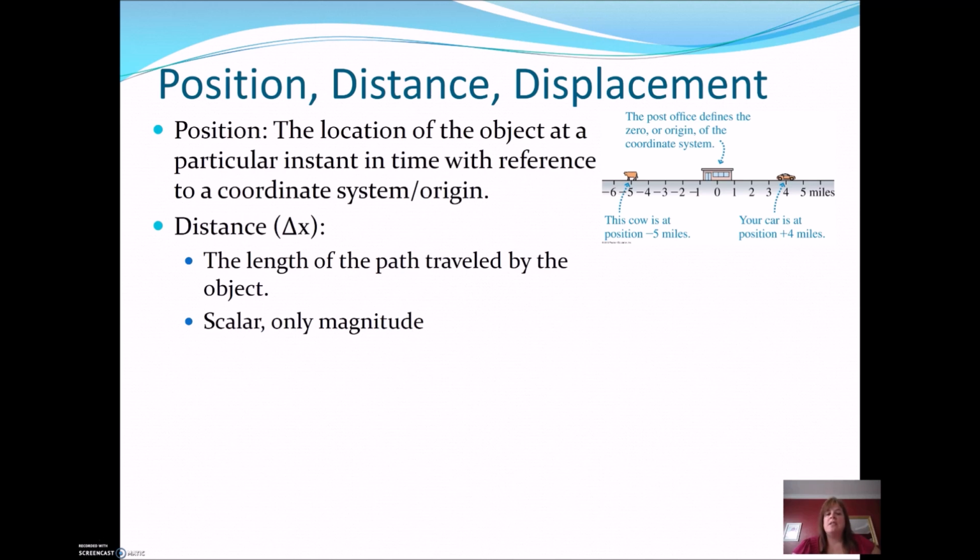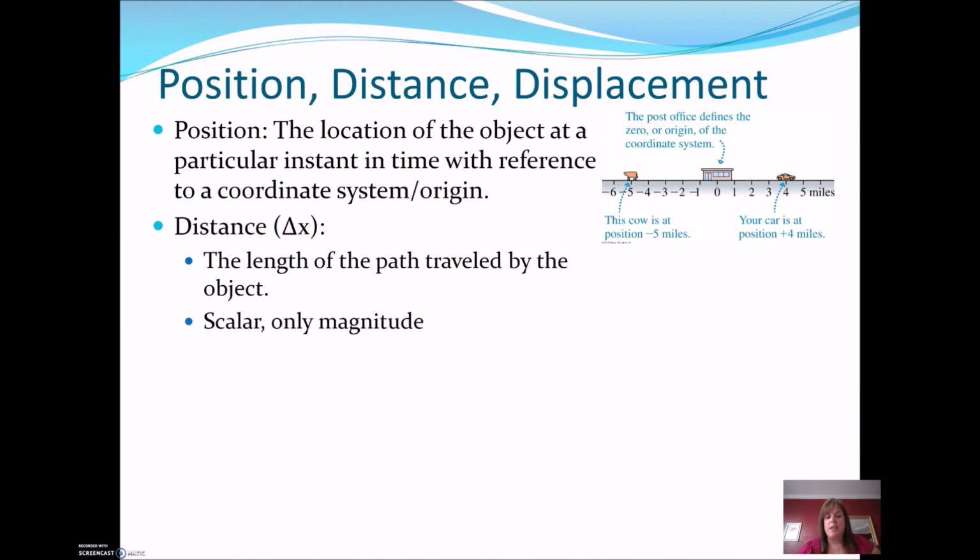Now, distance, which we symbolize as a delta x, is a scalar quantity. So you only talk about how far did you go just from a quantity standpoint. So if you go back and forth, you just add all those up. It's the total length of the path.